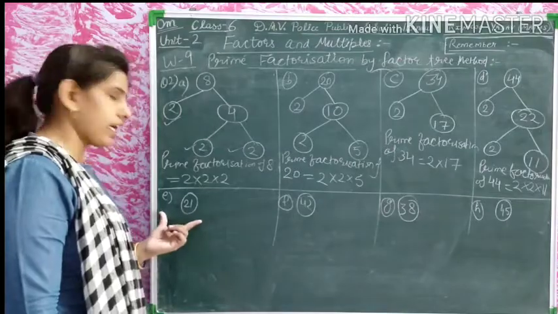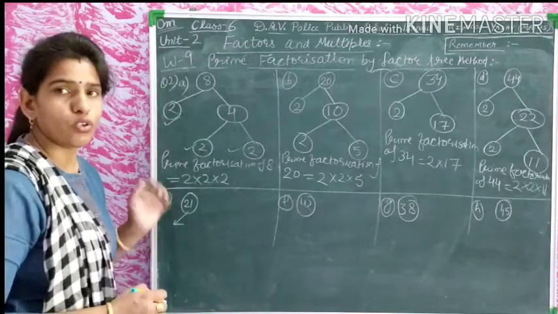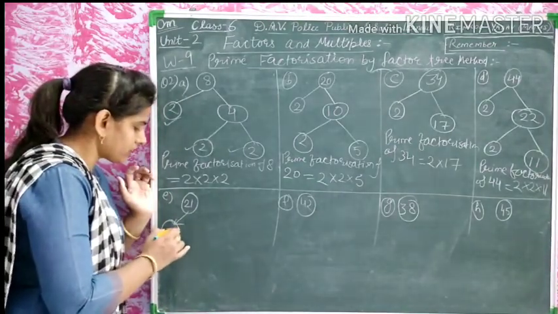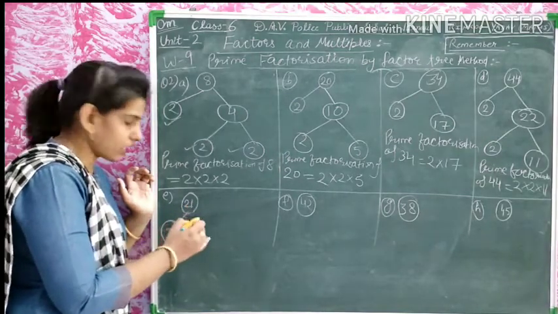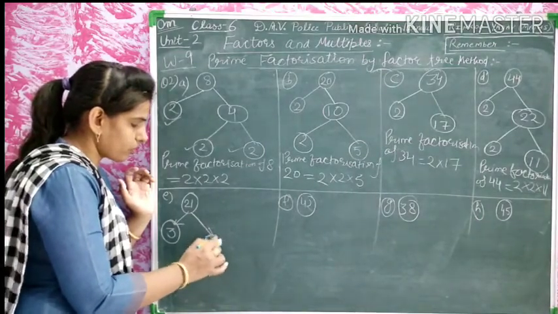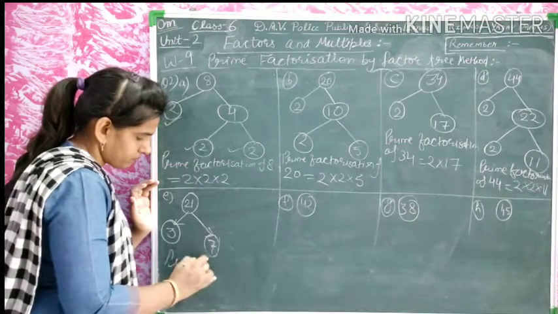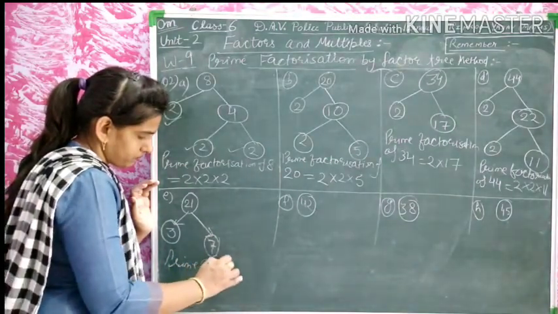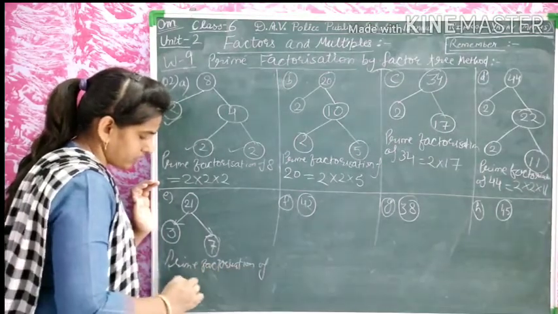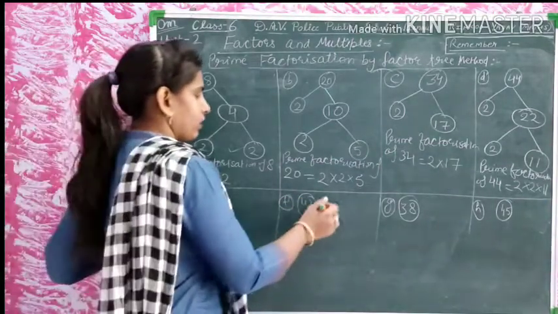Now we will solve 21. This is 21. Will it divide by 2? No, it will not divide by 2. It will divide by 3. So there is the number 3 here. After dividing by 3, we get 7 as the quotient, and this is prime. No need to go again. So prime factorization of 21 is equal to 3 into 7. Is this clear? Now we will go to the next question.